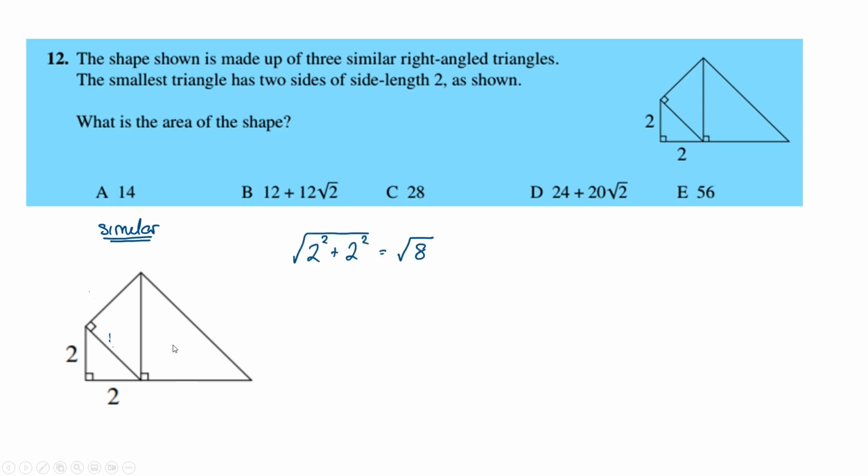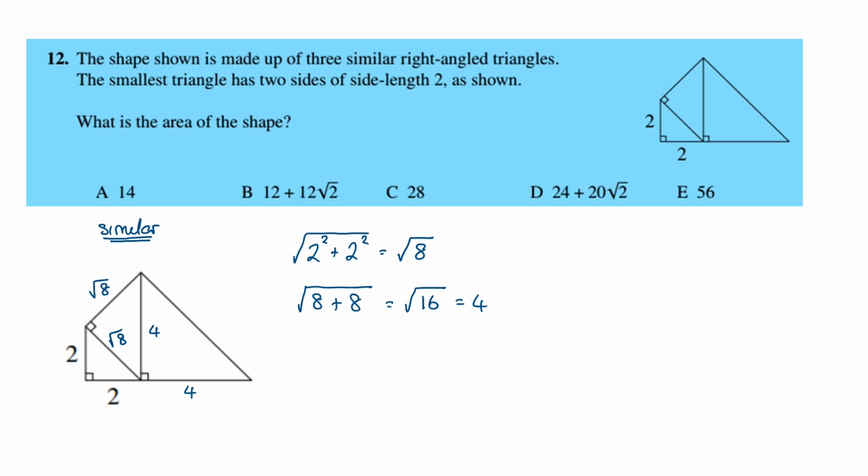I'm going to leave it as root 8 as opposed to 2 root 2 because I'm going to need that number later. So therefore I can add that to my diagram, and then I can work out the length of the hypotenuse of the middle triangle. So root 8 squared plus root 8 squared is root 16, which is 4. And now, always keep your eye on what you're trying to do. So you don't need to work out the hypotenuse of the large triangle because you're working out the area.